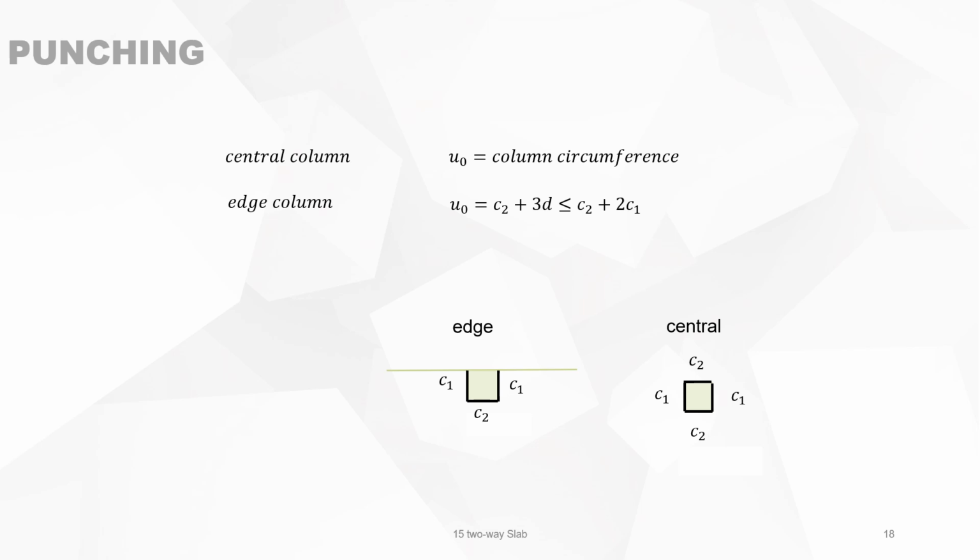When we deal with an edge column, then it is the size of the column parallel to the edge, C2 plus 3 times the effective depth, and this must be smaller than C2 plus 2 times C1. So smaller than the circumference of the column. And when it's a corner column, then it is 3 times the effective depth of the slab plus C1, and it should be smaller or equal to the circumference of the column in contact with the slab.